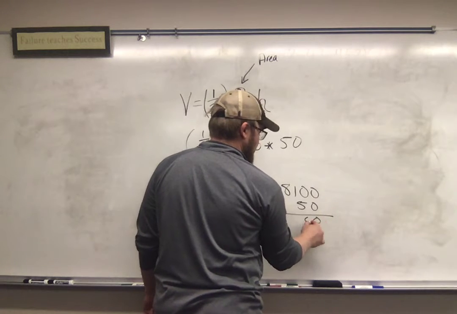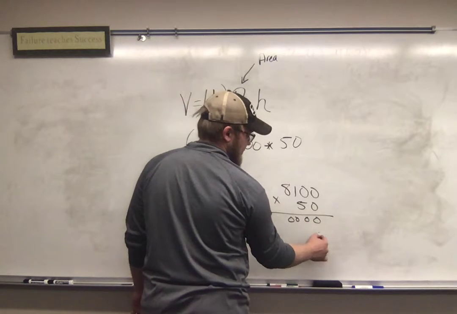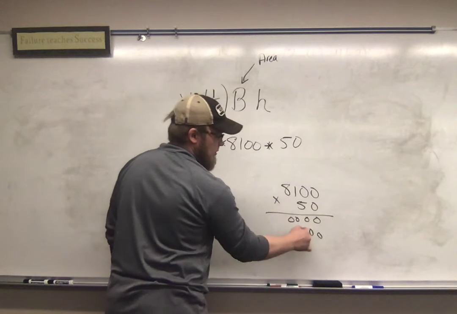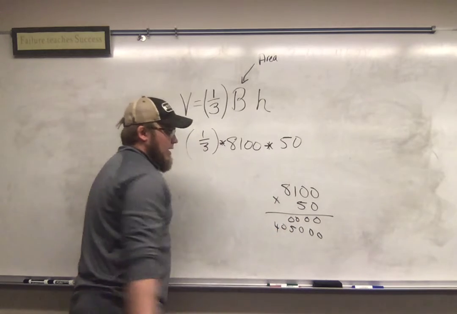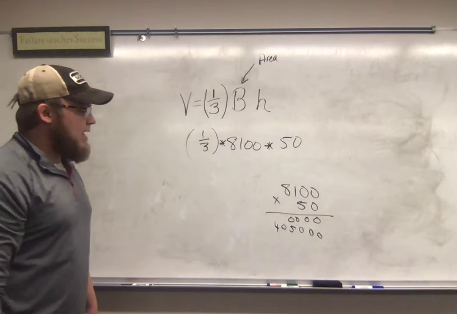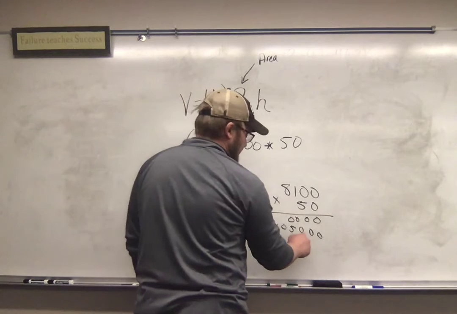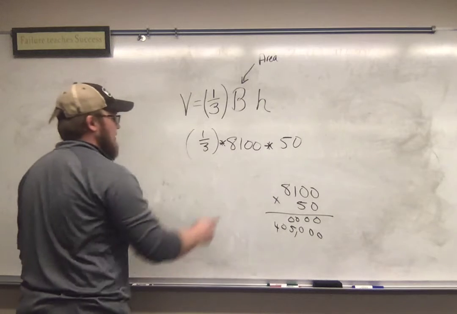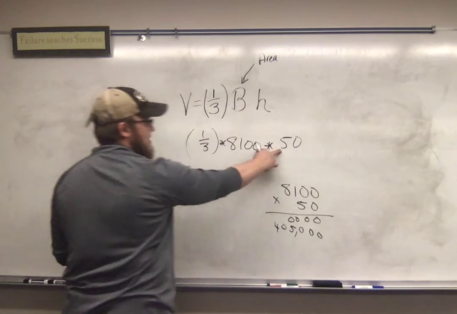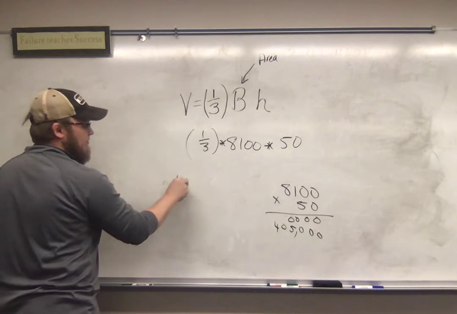And I'm just going to go 0, 0, 0, 0, and then start my next row. 5 times 0, 5 times 0, 5 times 1, and 5 times 8, which is 40, for an answer of 405,000. Okay, so I'm going to rewrite that. I'm just going to move it this way a little bit. These two combined into 405,000.